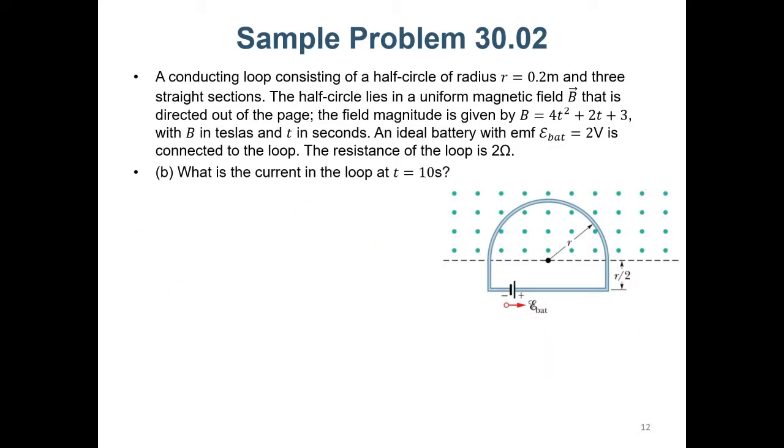And for part B, what is the current in the loop at t equals 10 seconds? T equals 10 seconds. So I would be equal to E net over R, Ohm's law.